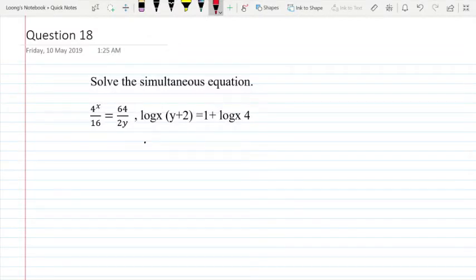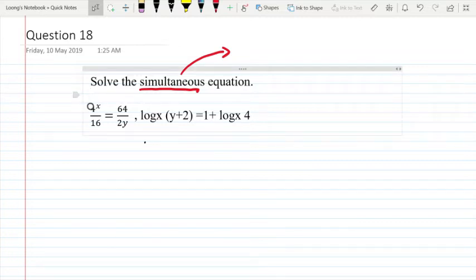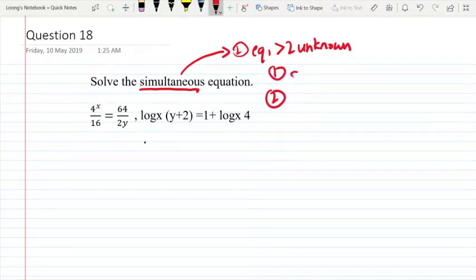Now we'll be starting off with question 18. The question here tells us to solve the simultaneous equation. So a simultaneous equation usually involves more than two equations and more than two unknowns. And to solve this, we have steps. First is to simplify what they give you, and later we need to compare this value.